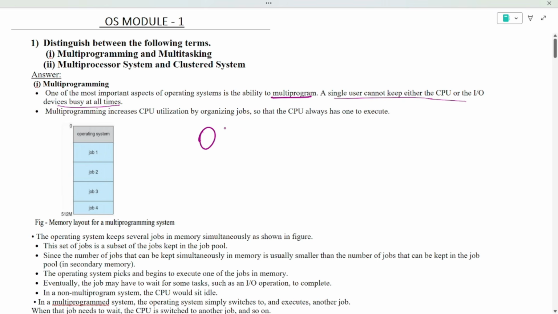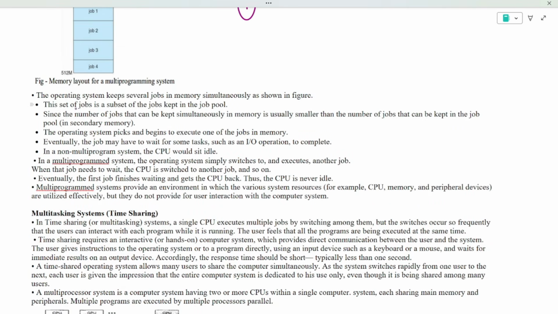Now, multiprogramming increases CPU utilization by organizing jobs so that the CPU always has one to execute. If you have one CPU, that CPU will be utilized more. Here, if you see, the operating system is there, and job 1, job 2. That means jobs are assigned to it, that means it is organized. And this is the memory layout for the multiprogramming system.